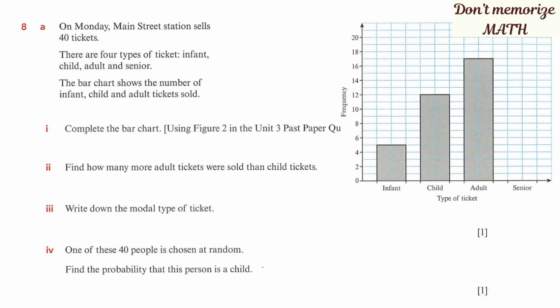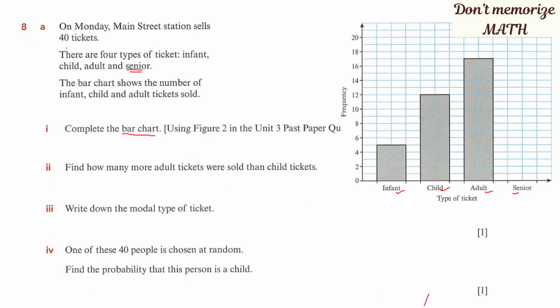Okay, question number 8. On Monday, Main Street Station sells 40 tickets. There are 4 types of ticket: infant, child, adult and senior. You can see in the graph also: infant is here, child is here, adult and senior. The bar chart shows the number of infant, child and adult tickets sold. Complete the bar chart. In the bar chart, the senior bar is missing. So how can we draw that?